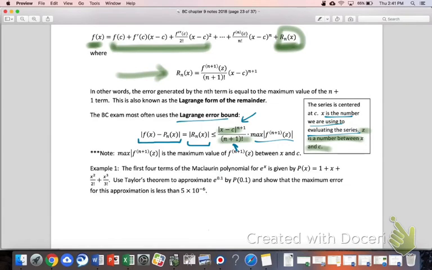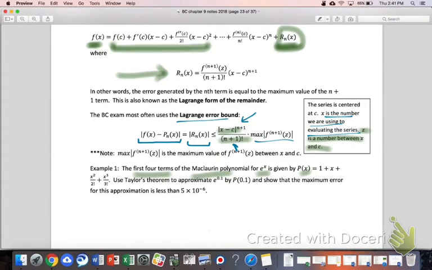You already know this because you just figured this out about 20 minutes ago. It says the first 4 terms of the Maclaurin polynomial for e to the x is given by p of x. And you can see that that's the exact same thing that we figured out: 1 plus x plus x squared over 2 factorial plus x cubed over 3 factorial.